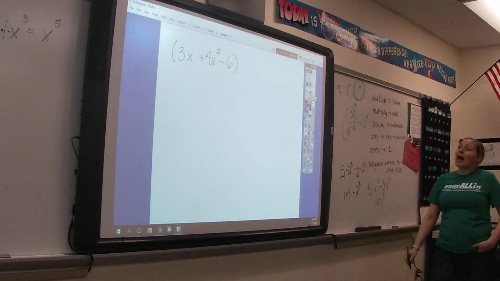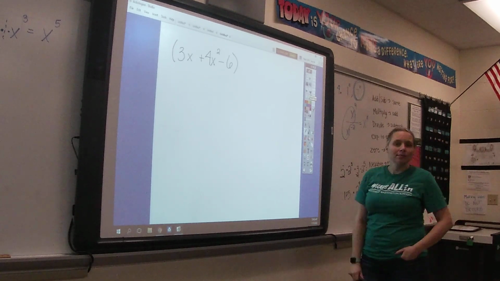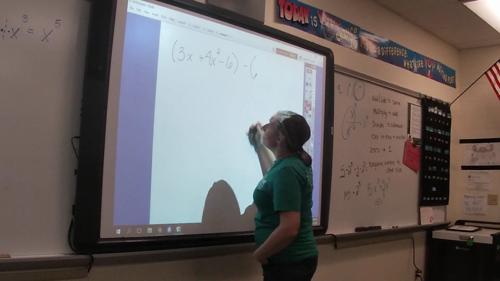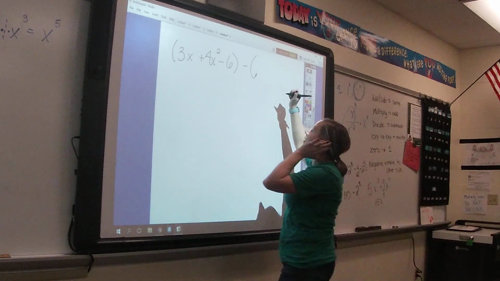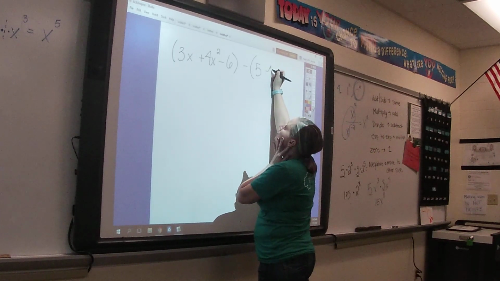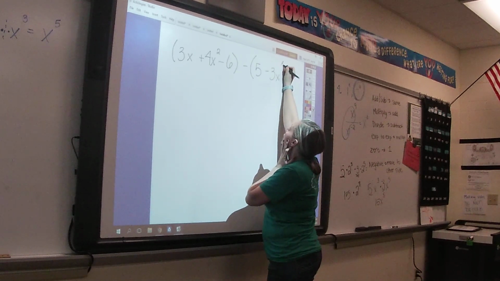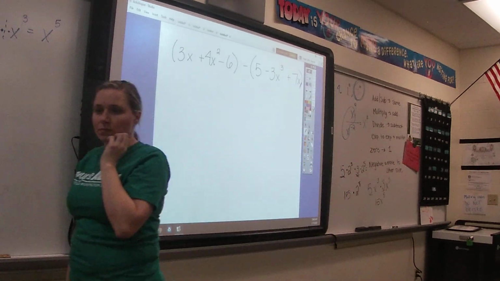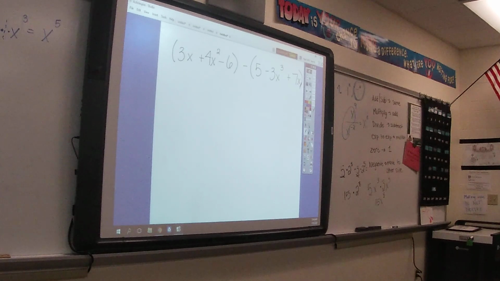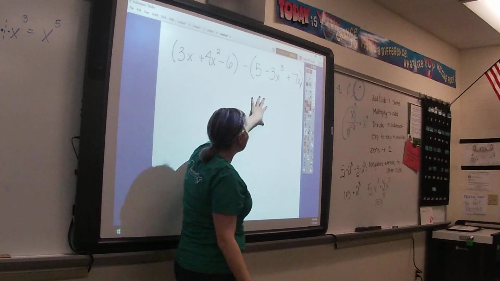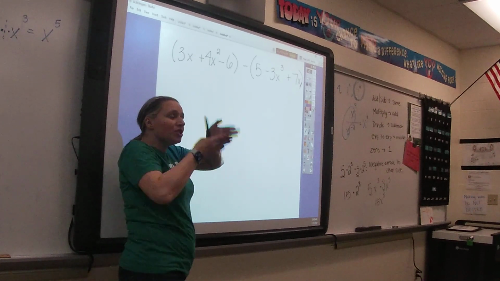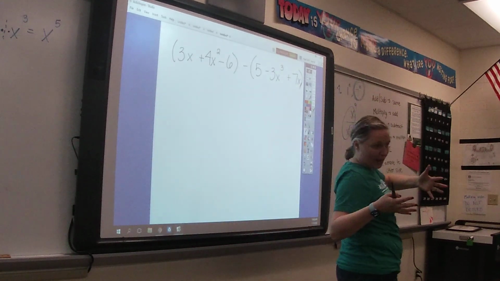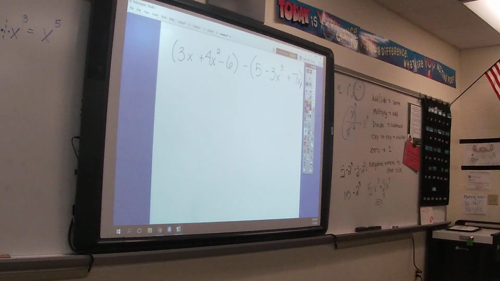Okay, so let's say we have 3x plus 4x squared minus 6 minus 5 minus 3x to the third plus 7x. Can't you bring that down to the bottom? Now, we can't bring it over and stack it because if we did bring this over and stack it, they don't match up. We don't have ones to necessarily line them up with. Okay, that doesn't mean we want to do everything completely different.